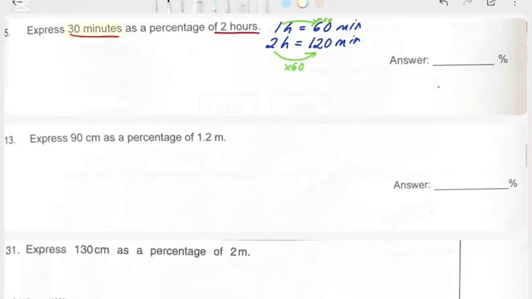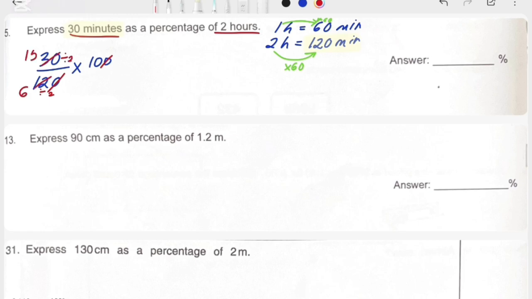Now that both 30 minutes and 120 minutes are in the same unit, let's first express them as a fraction, 30 over 120. Let's multiply the whole fraction by 100 to turn it into a percentage. Cancel 1 zero from 120 and 1 zero from 100, which means you're dividing them by 10. 12 and 30 are both even numbers. They can be divided by 2. So 12 divided by 2 is equal to 6 and 30 divided by 2 is equal to 15.